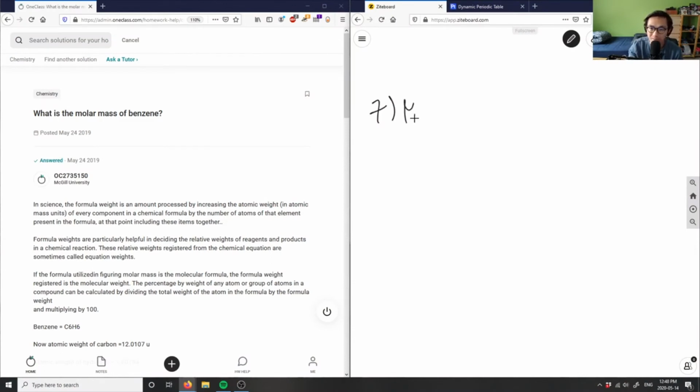I want the molar mass of benzene. So now we're kind of heading not towards grade 12 material, but this is more so grade 11 material now. So it's the molar mass of benzene. What is the molar mass of benzene? Well, I'm going to have to figure out my chemical formula for benzene first.